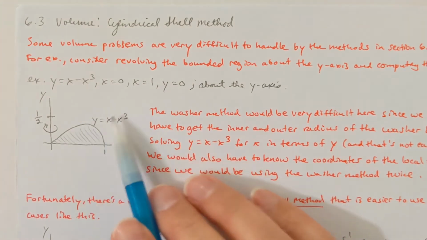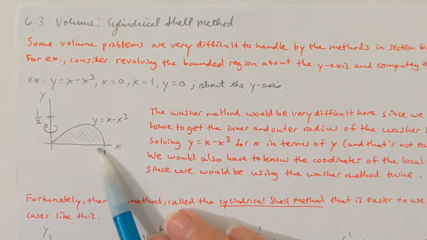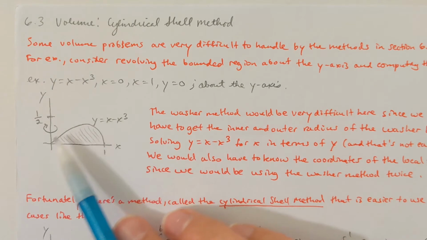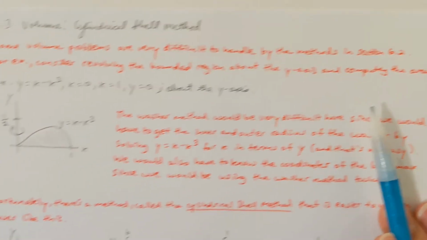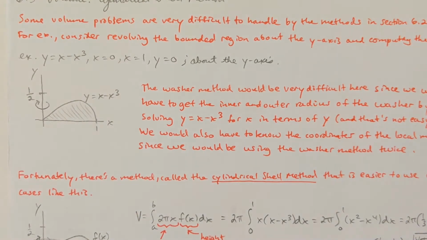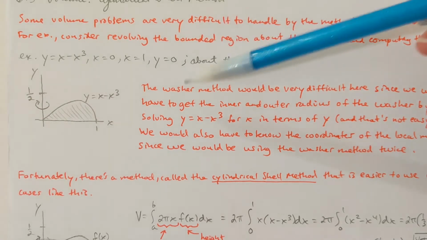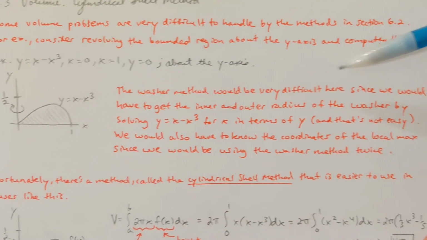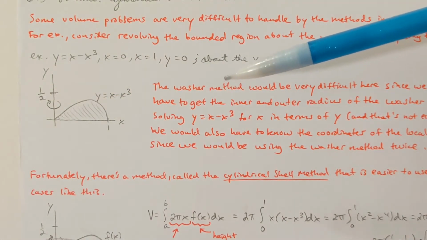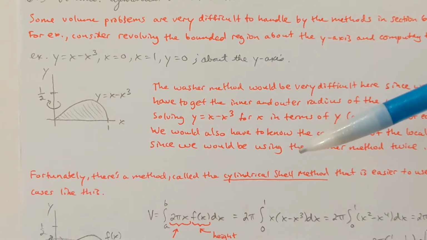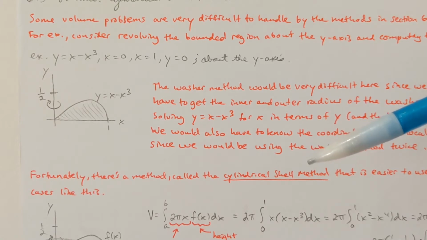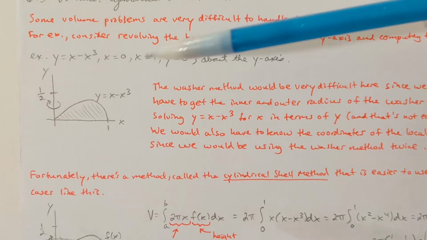For example, what if we wanted to rotate the bounded region that you see here, y equals x minus x cubed, x equals 0, x equals 1, and y equals 0 about the y-axis? Okay, and if we were to calculate the volume of that three-dimensional object using the washer method, that would be very difficult in this case, because since I'm rotating this region about the y-axis, I know that I would have an integral set up in terms of y, and I would actually have to use the washer method twice.